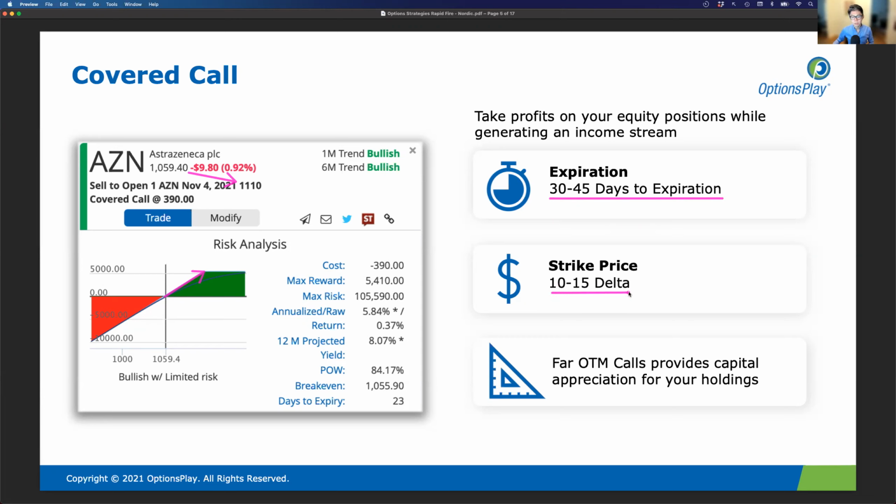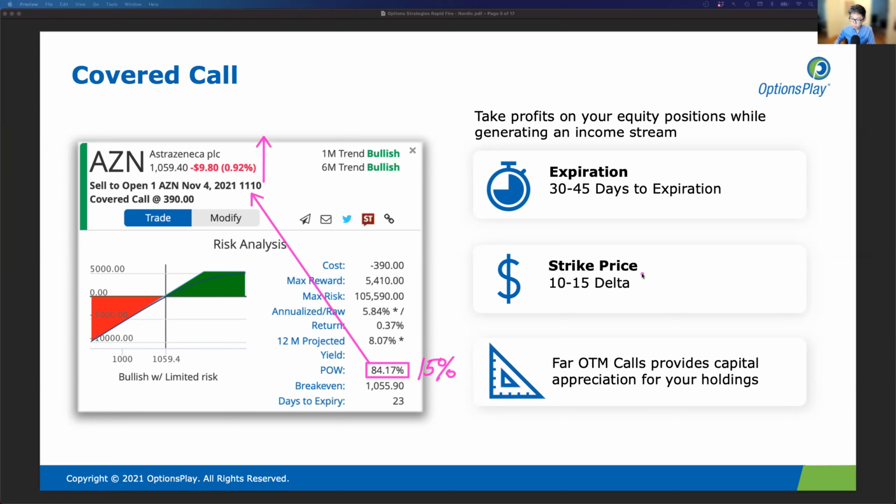And this is the part that's very important: when you're selling covered calls, you want to sell calls that are very far away from the current price, about 10 to 15 deltas. When you're using OptionsPlay, you can take a look at the deltas, but delta really tells you the probability of the stock being above the strike price at expiration. As you can see here, this has an 84% probability of profit. That means it's about a 15 delta, meaning there's an 84% chance that the stock will be below 11.10, so there's a 15% chance the stock will be above 11.10.